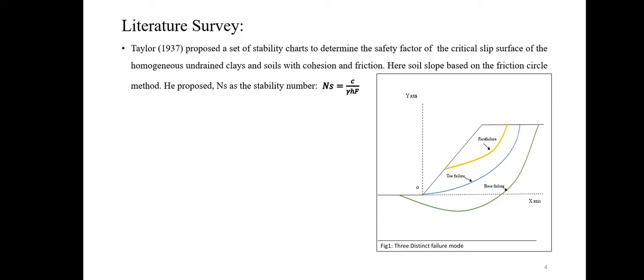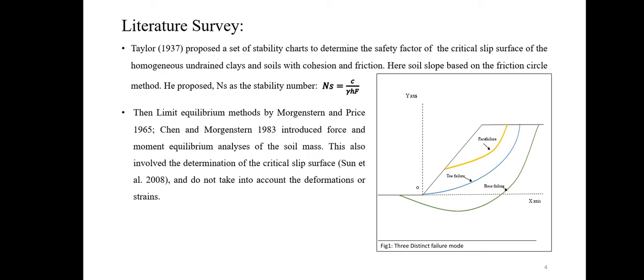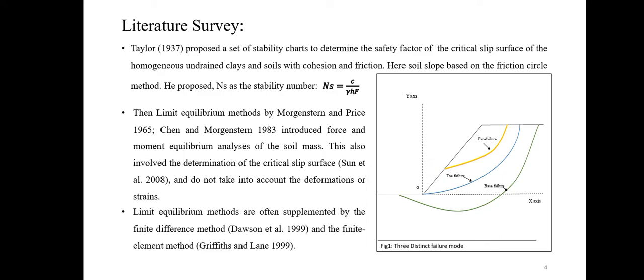But over time, studies upgraded as the limit equilibrium method came into the picture, and one of them was the Morgenstern-Price method. Morgenstern and Price, and then Chen, introduced force and moment equilibrium analysis of the slope mass. This also involved the determination of the critical slip surface and does not take into account deformation or strains. The limit equilibrium methods are often supplemented by finite difference and finite element methods.